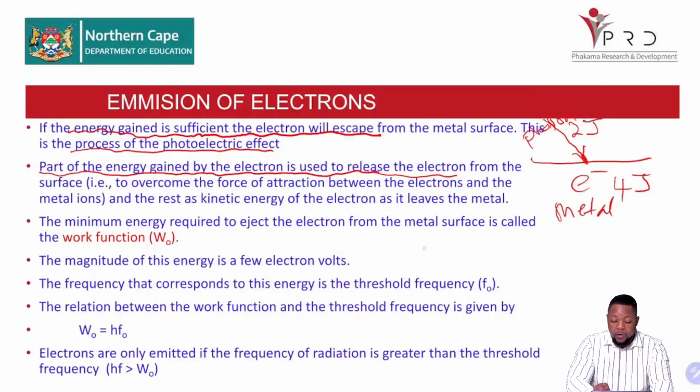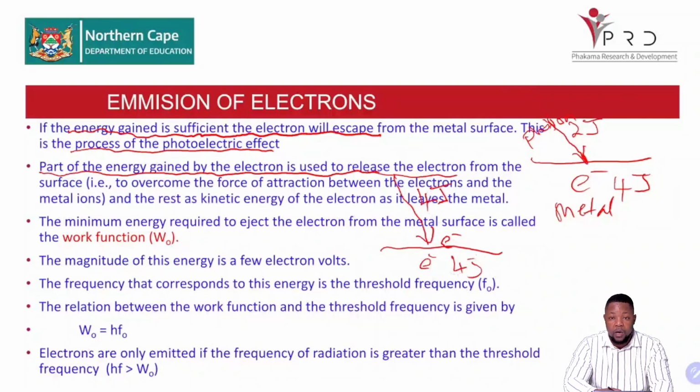In the second scenario, our electron is still held to the metal with an amount of energy of 4 joules. But now the photon comes with an amount of energy of 4 joules. What we're going to observe is that the electron is going to be emitted from the metal surface, but this electron will not have energy to move away from the metal.